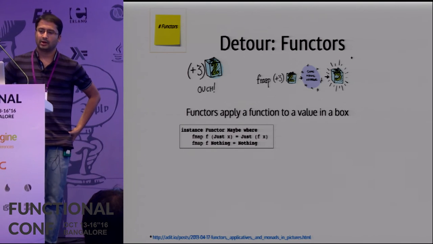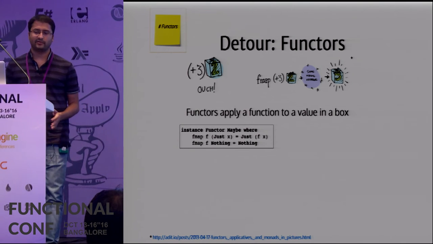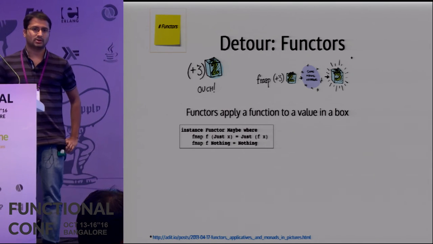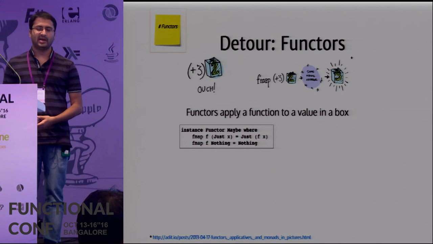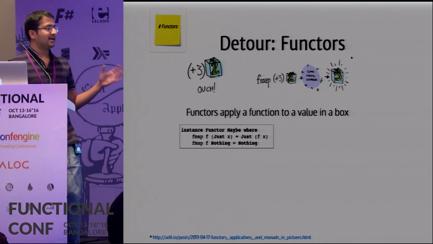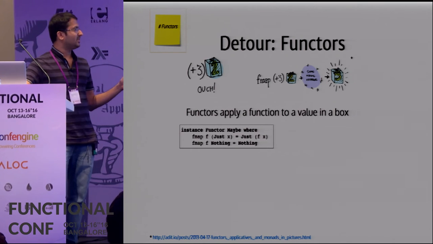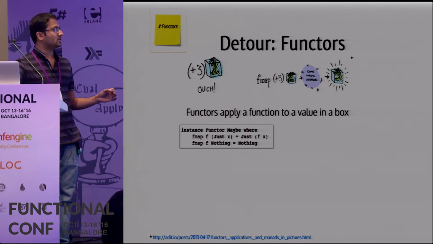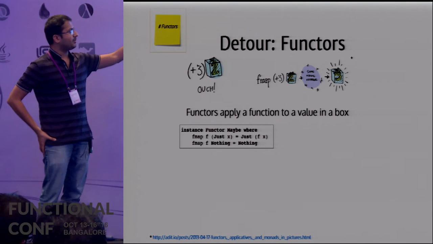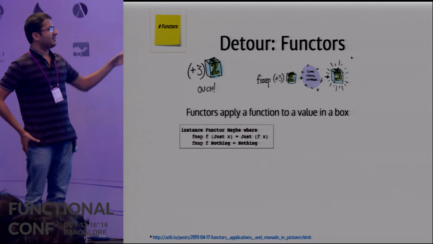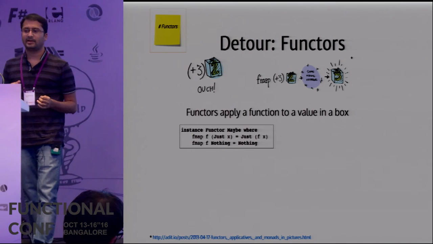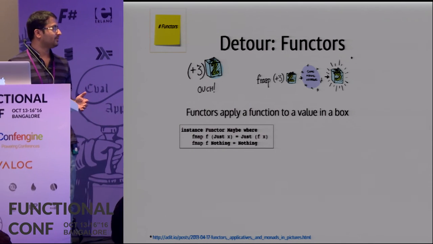But let's say, I'm going to use the box analogy here for most of my explanations. Let's say the value of 2 is wrapped in some kind of box. The box here could be a maybe structure or a list structure. If you try to apply +3 on 2 in a box, it is not going to work. So functors basically apply a function to a value in a box. If you take the function +3 and apply it to 2 in a box using an fmap, fmap is going to magically get the value 2 from the box, apply the function, and return the value 5 again in a box.